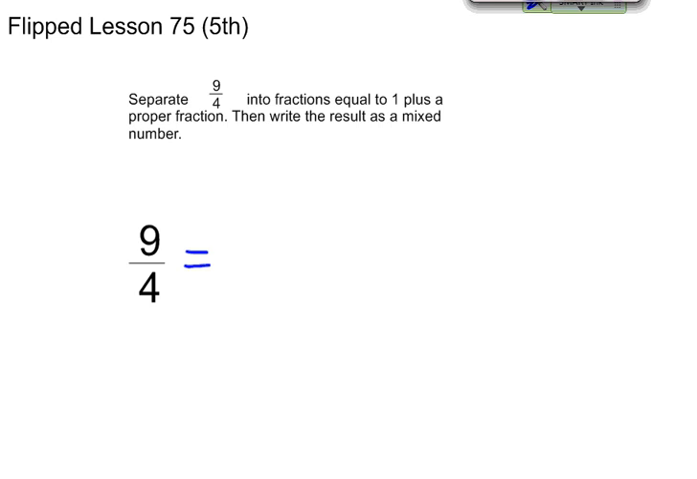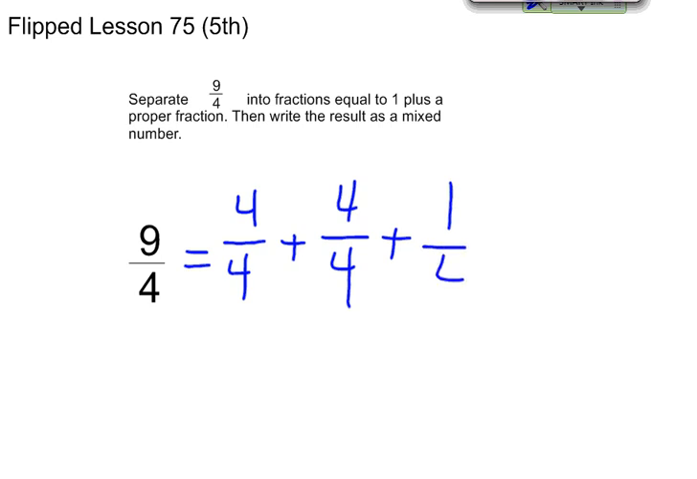So 9/4 is really, if we break this apart, 4/4 plus another 4/4 plus a 1/4. Because when you add fractions, the denominators stay the same, so that's going to stay 4. And if we add 4 plus 4 plus 1, that gives us our 9.